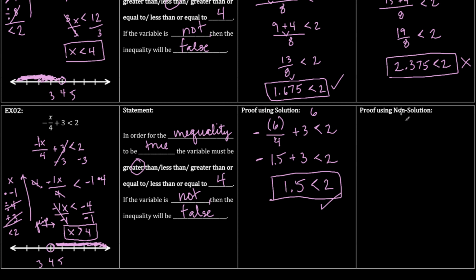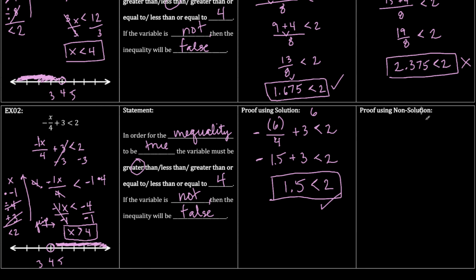Let's try something that shouldn't work, a non-solution. 6 was a solution, 7 was a solution, 8 is a solution, 4.0001 was a solution. Any number bigger than 4. We can't choose 4 unless it says equal to.